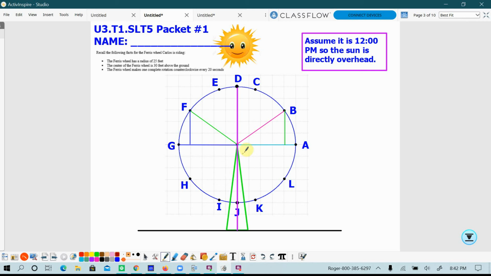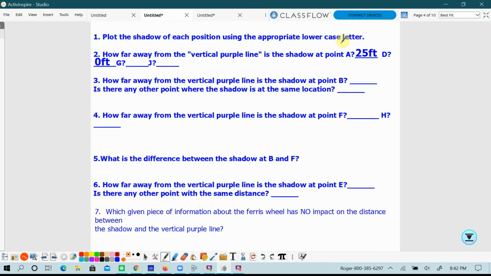So let's say, for instance, I'm looking for the distance from the vertical purple line here to the shadow of seat A, which would be right here, okay? So in order to figure that out, I have to look at this distance and recognize that it's the radius of my whole circle from the center to the point on the circle, right? So that would be the same distance to the shadow. That's 25 feet. So that is how I'll know that that's 25 feet.